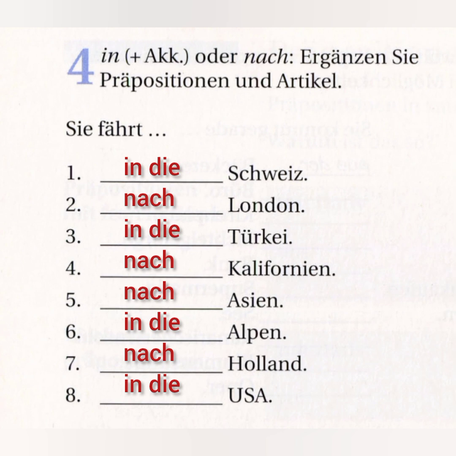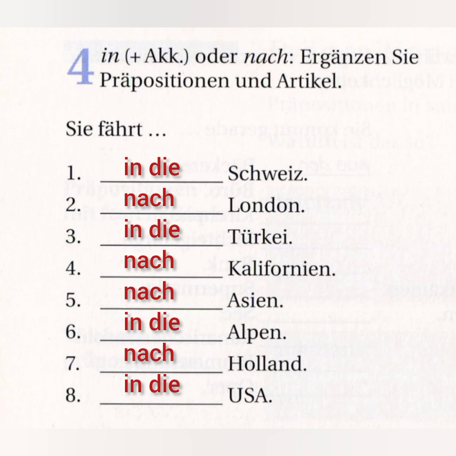Number 4. Sie fährt nach Kalifornien. Nach Kalifornien. How about number 5? Sie fährt nach Asien. Nach Asien. So you are seeing so far from the examples that we've provided, if the place has an article, we use in die Schweiz, in die Türkei. But if it has no article, we use nach London, nach Kalifornien, to California, nach Asien, to Asia.